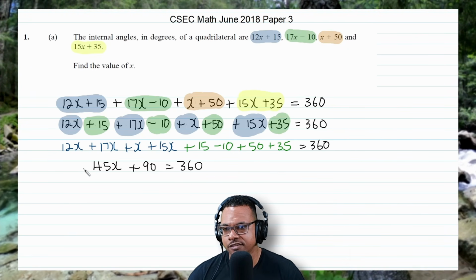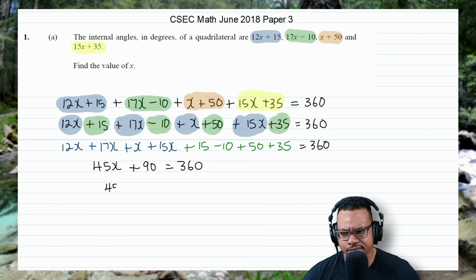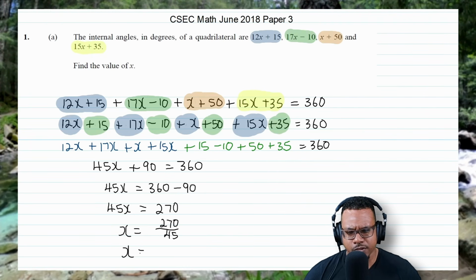So now I'll transfer this positive 90 across the equal sign. I'll turn to negative 90. So we'll have 45x is equal to 360, take away 90. So we'll have 45x is equal to 270. So now x would be equal to 270 divided by 45. So x is equal to 6.